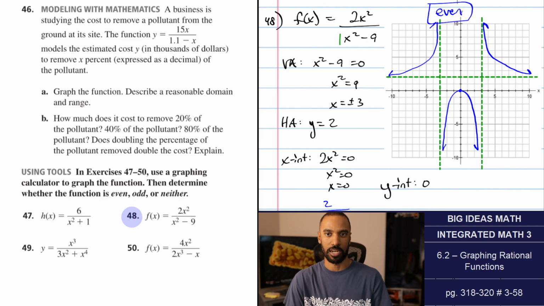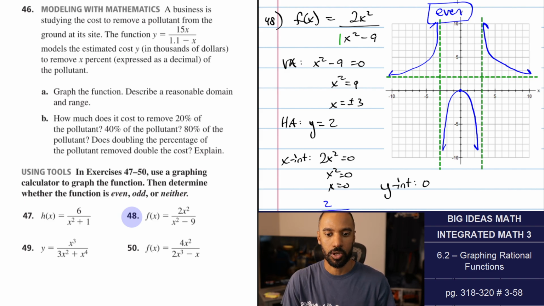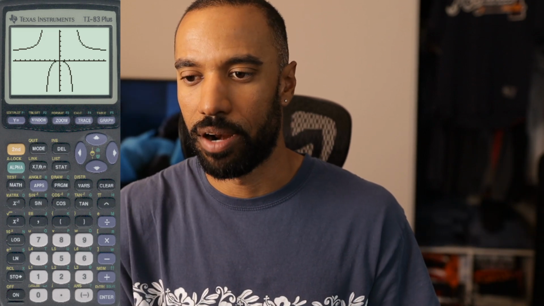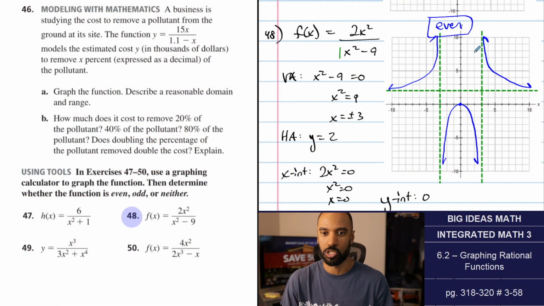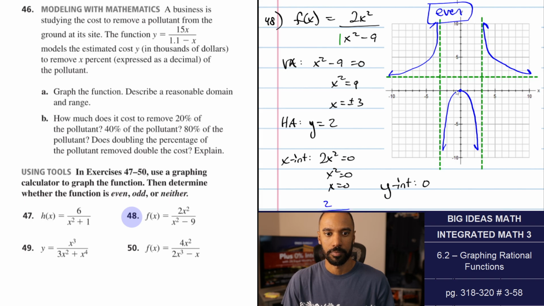It's okay if you didn't understand any of that because I went quickly through it. But let's go to the graphing calculator. Let's confirm that that's the kind of graph that we get. We're going to enter 2x squared over x squared minus 9. And take a look, like that. They don't draw the asymptotes, right? Whatever you saw before was just a mistake on their part, but there is the graph. It looks like an even function to me, and that's what we're getting.